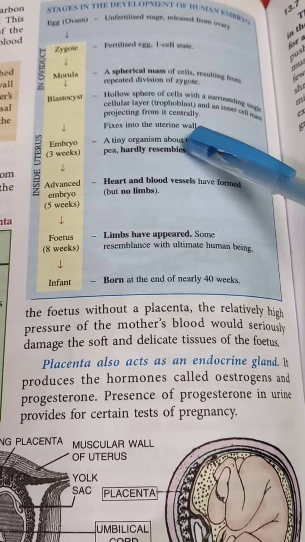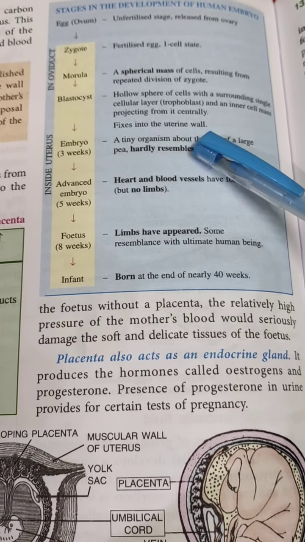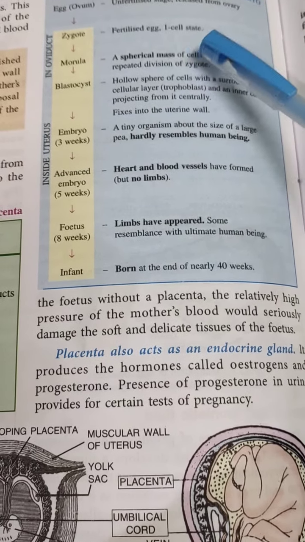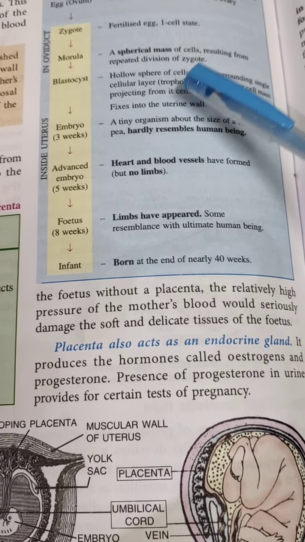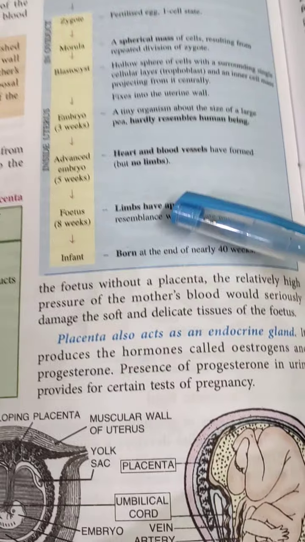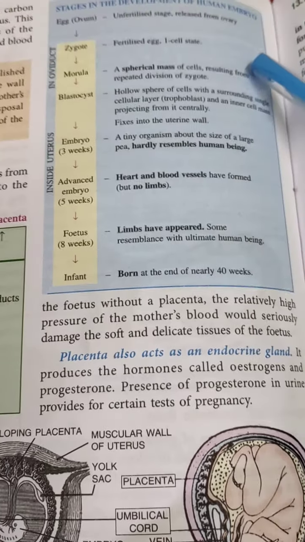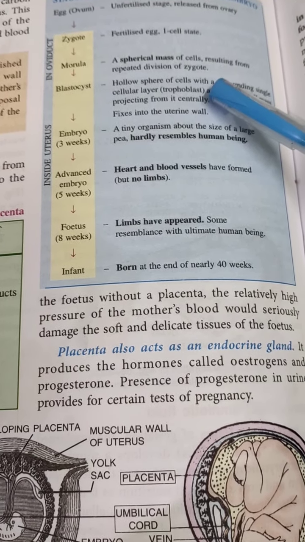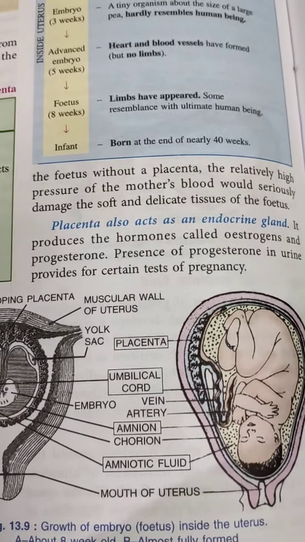Now this chart you can go through, then it will be easier for you to understand the development of the human embryo. What is the zygote stage, what is the morula stage, what is the blastocyst stage, then comes the embryo, then the advanced embryo, then the fetus, and ultimately the infant which is taking birth. So this chart can help you to understand the stages. And as I have said earlier, this diagram is very important for your labeling.